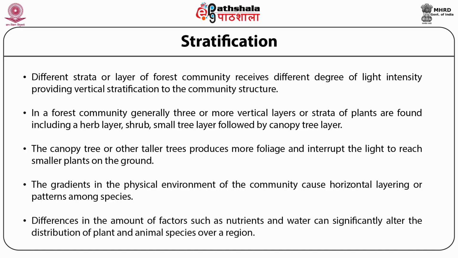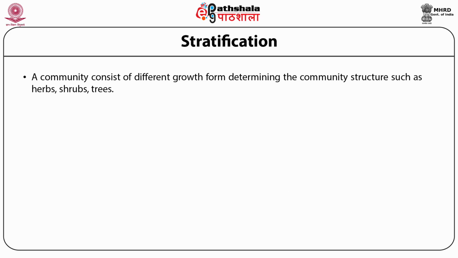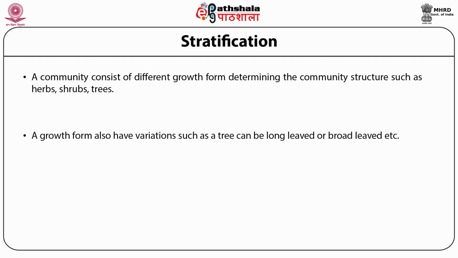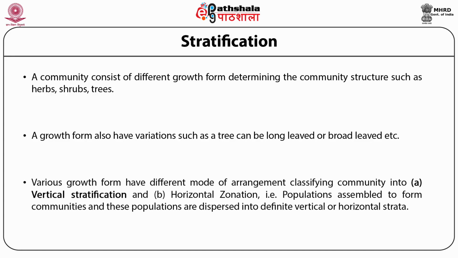Differences in the amount of factors such as nutrients and water significantly alter the distribution of plant and animal species over a region. A community consists of different growth forms determining the community structure, such as herbs, shrubs, trees. A growth form also has variations, such as a tree can be long-lived or broad-leaved, etc. Various growth forms have different modes of arrangement, classifying community into vertical stratification and horizontal zonation. That is, populations assemble to form communities, and these populations are disposed into definite vertical or horizontal strata.